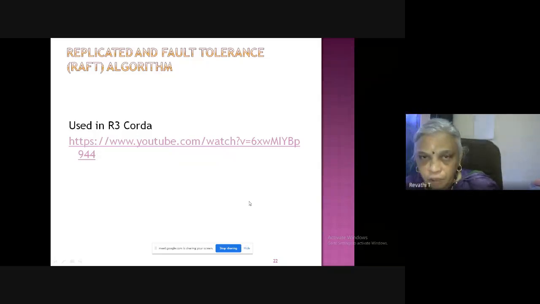I think I am audible now. This one algorithm is replicated and fault tolerant, which will take care of Byzantine fault tolerance also. This is used in one of the networks called R3 Corda. Corda is again an open source blockchain platform. In that we are using this Raft algorithm.